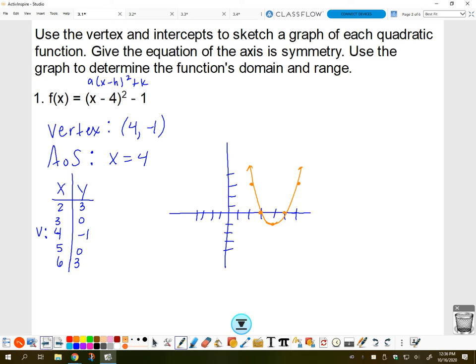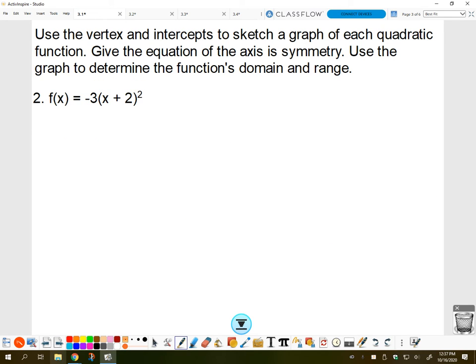Okay, I forgot domain and range. Alright, so domain for all quadratics is -infinity to infinity. And then the range is going to depend on whether it points up or down. So this picture points up, so it goes to infinity, but it has a low point of -1. So we're going to say start at -1 and go to infinity.